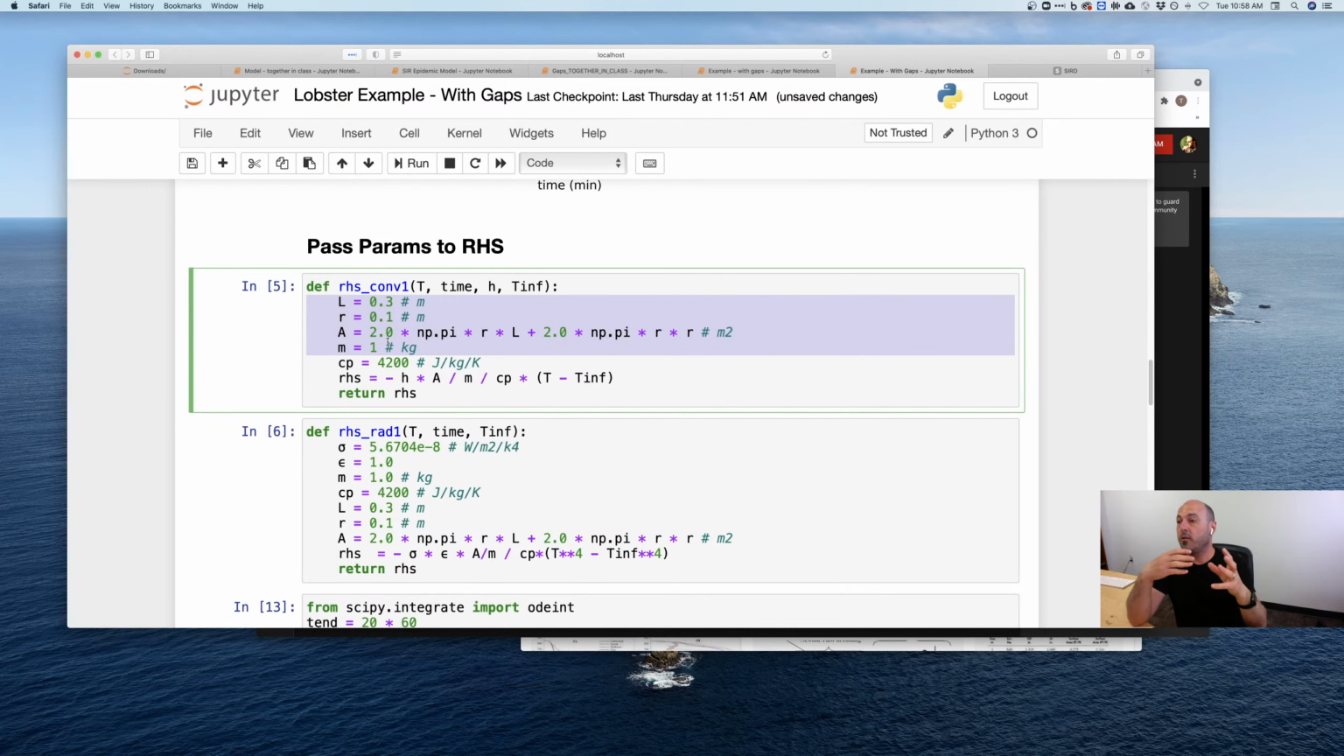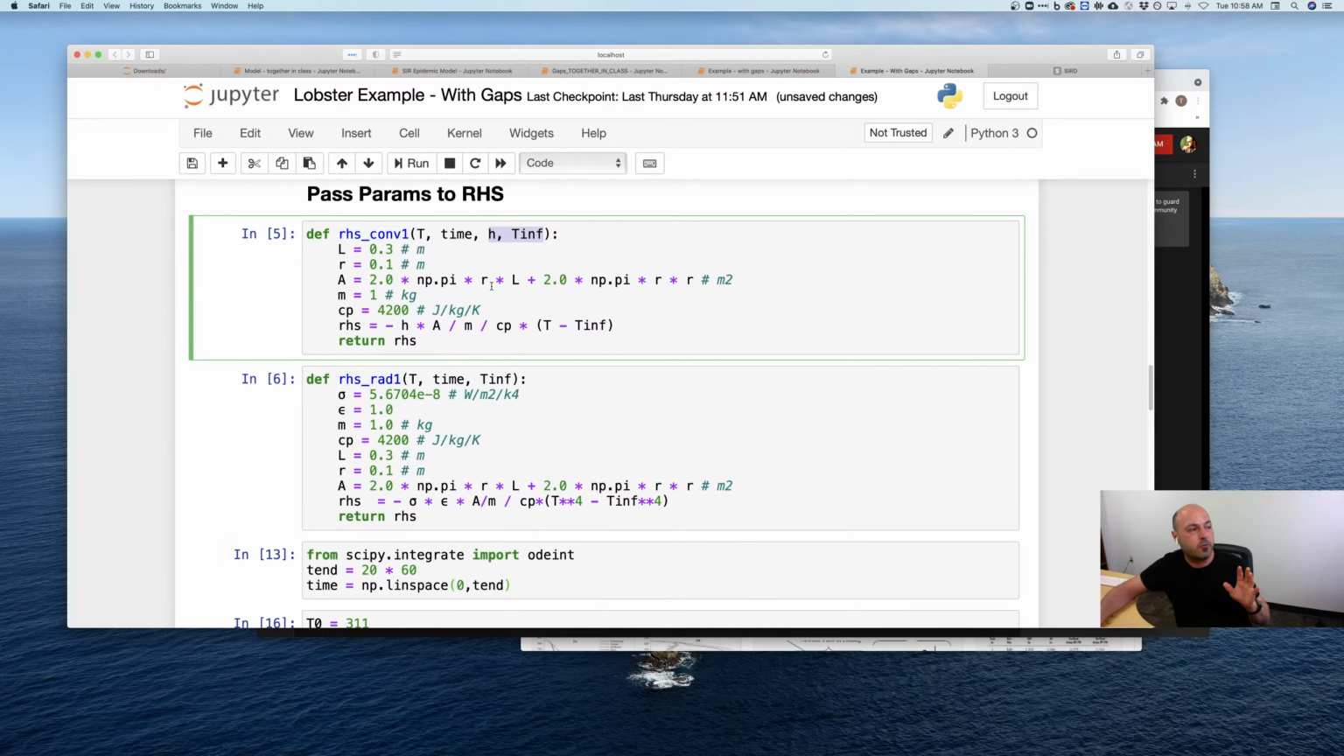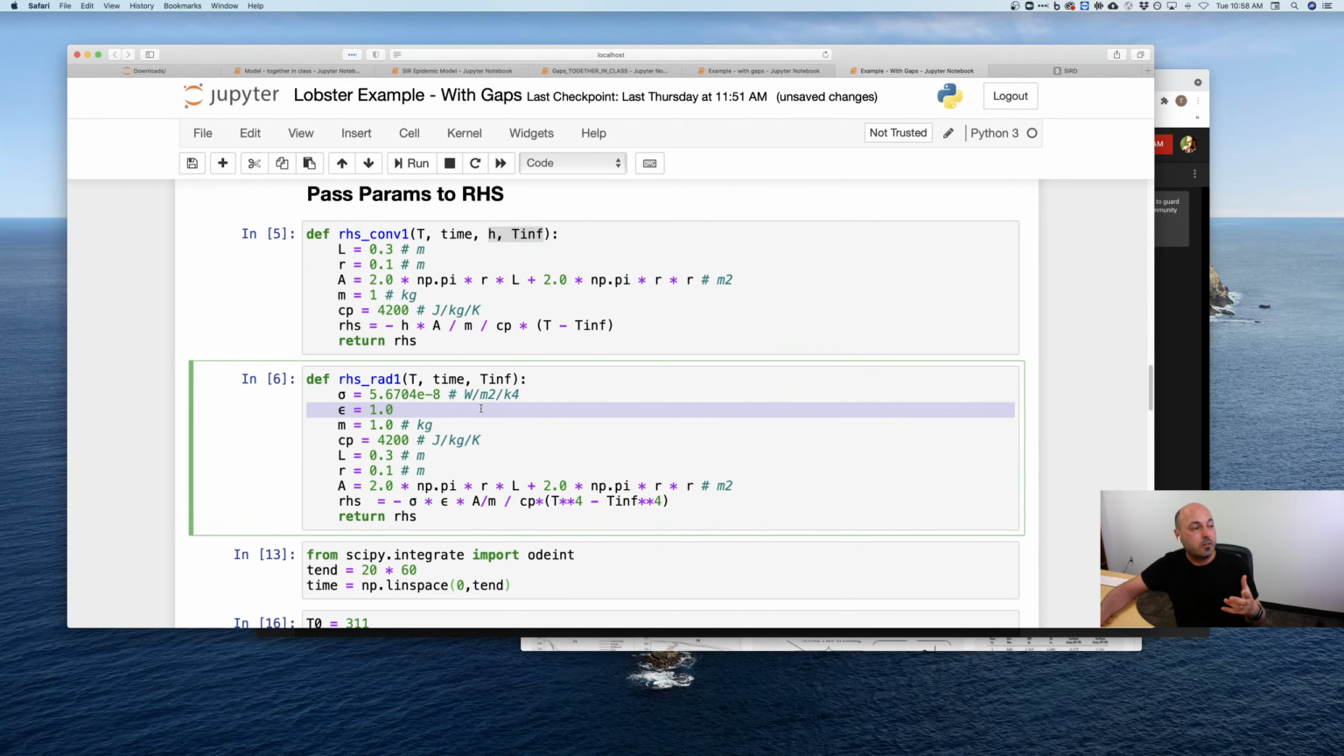Could you pass the lobster properties? Of course. Just add more arguments over there, and then you can essentially be dealing with different sized lobsters. But we're going to assume now the lobsters are all the same size, and what we need to change is h and T infinity for convection. For radiation, we can only control the oven temperature. Are you warming up? Are you baking at 350? Or are you broiling at like 550? So the only thing that we care about is T infinity for the radiation environment.